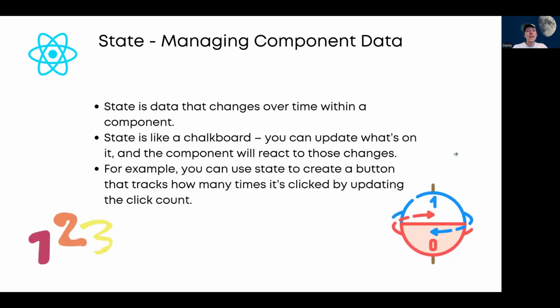State is data that changes over time within a component. State is like a chalkboard. You can update what's on it, and the component will react to those changes. For example, you can use state to create a button that tracks how many times it's clicked by updating the click count.